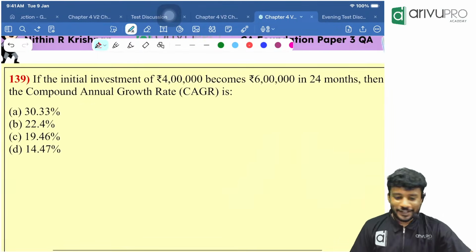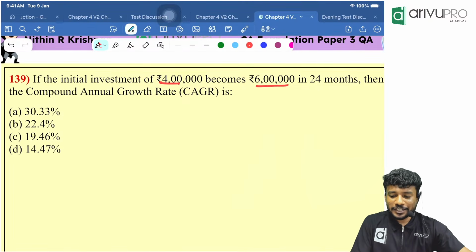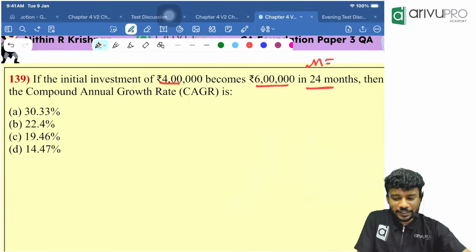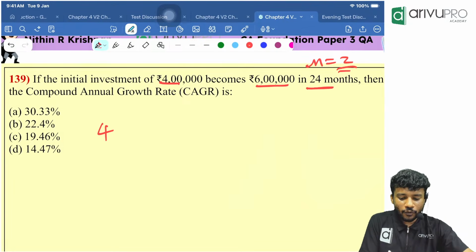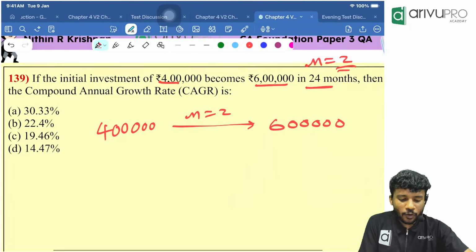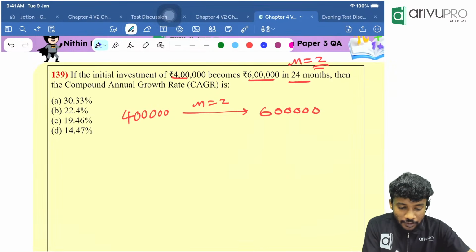Try this. 4 lakh becomes 6 lakh in 24 months. 24 months, how will I convert to years? N is nothing but 2 years. So 4 lakh becomes how much? It should become 6 lakh. N is 2. Now option hit, people. Try one by one.